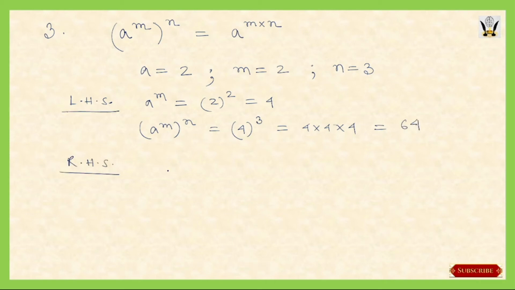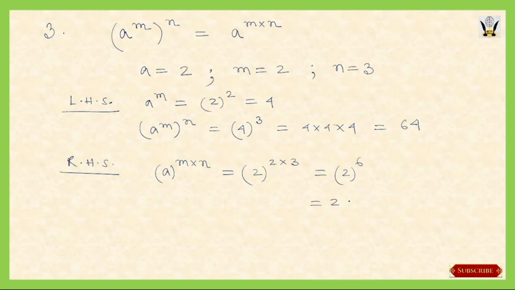Now we will evaluate the right hand side of this law. Right hand side says a to the power m multiplied by n. So here a is 2, the value of m is 2 and n is 3. So it will be 2 to the power 3 times 2, which is 6.